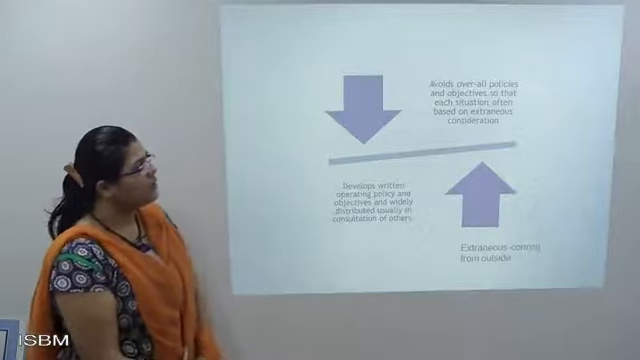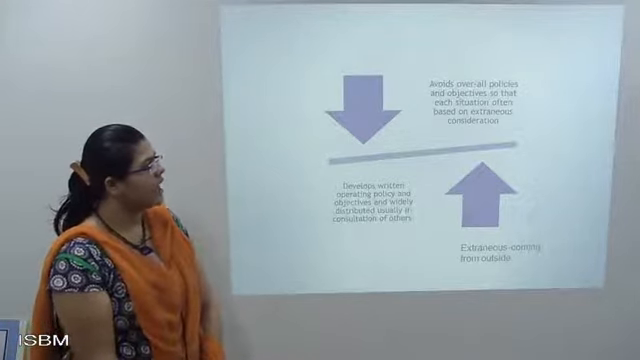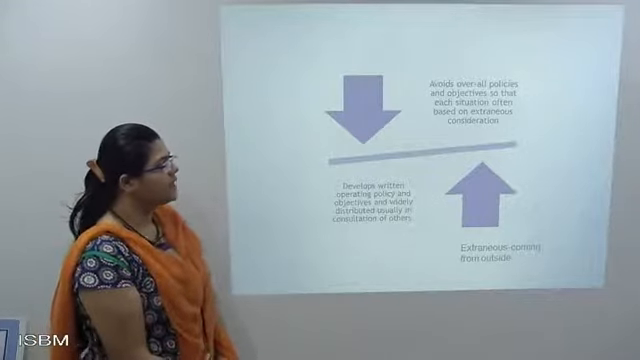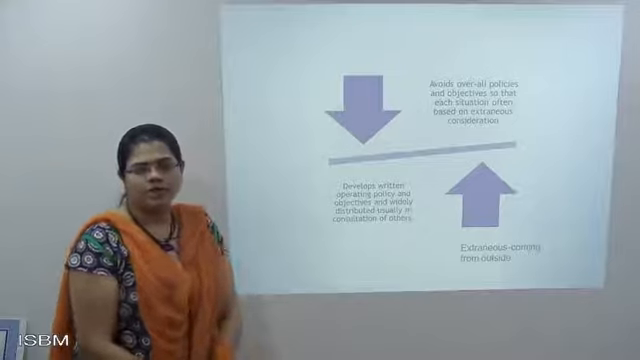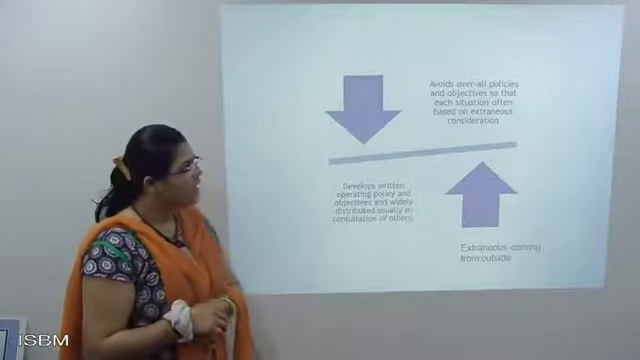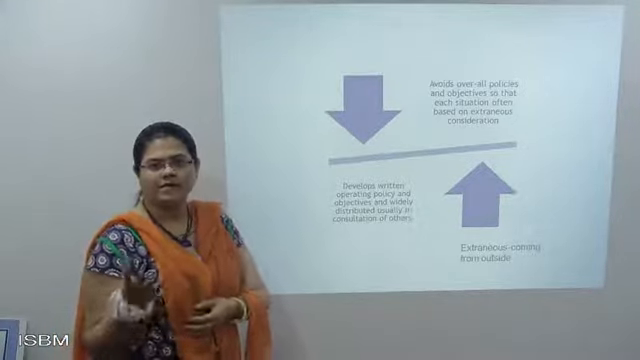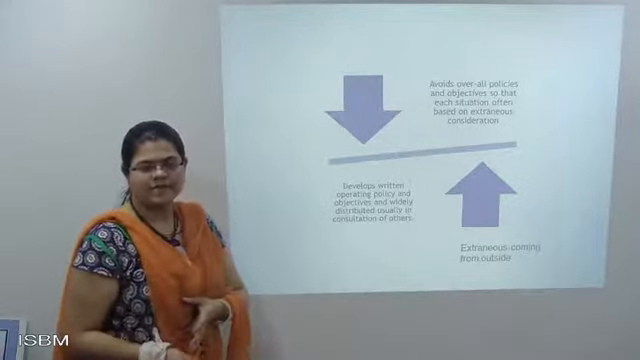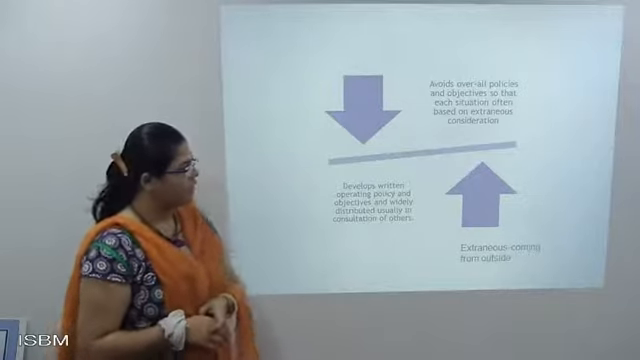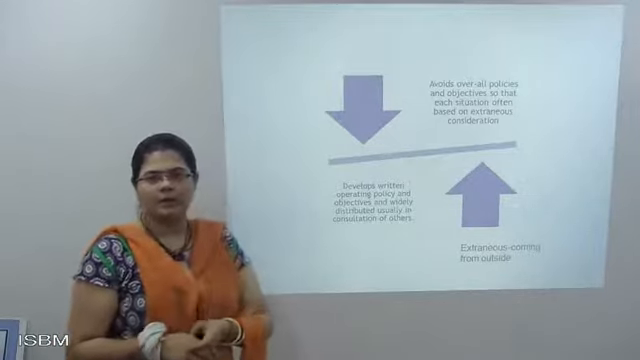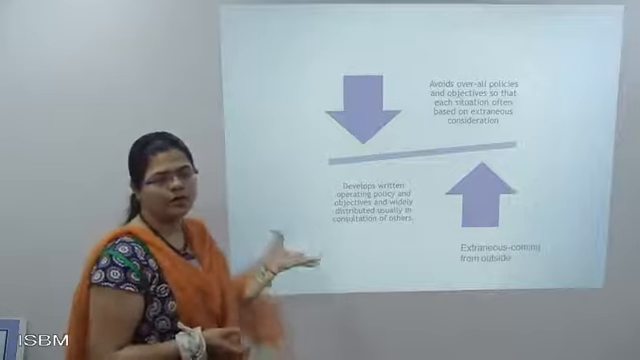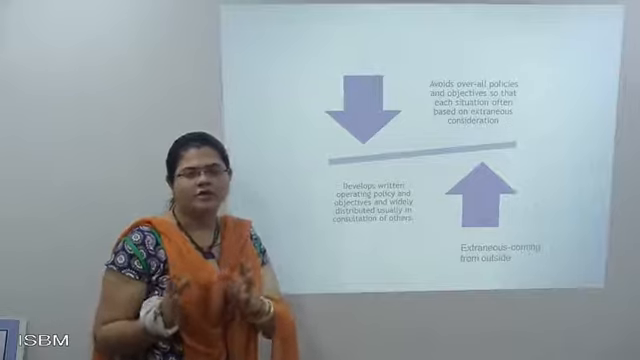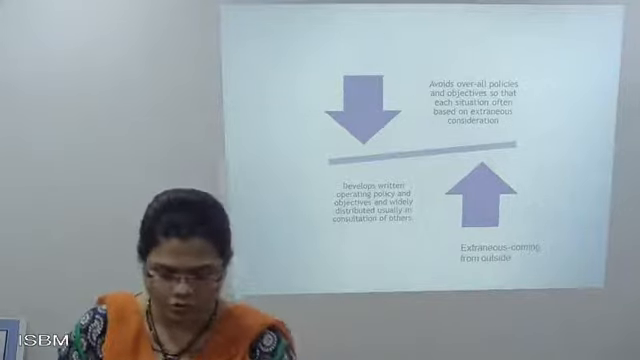Avoid overall policies and objectives, so that each situation is often based on exclusions and considerations. Here certain points are avoided, and through that avoidance the policies and objectives are also avoided, because if outsiders come in, it shows an extra consideration, and those policies are not covered. So when supervision quality is seen, this is also checked.